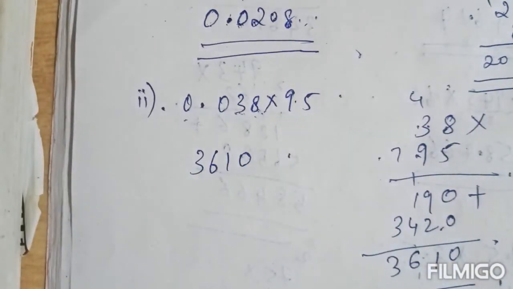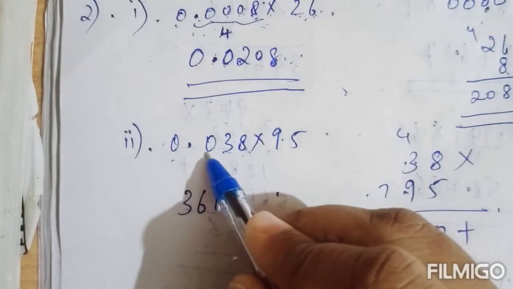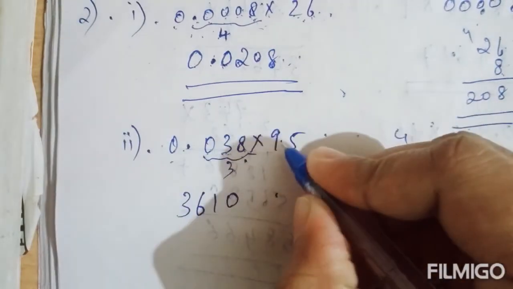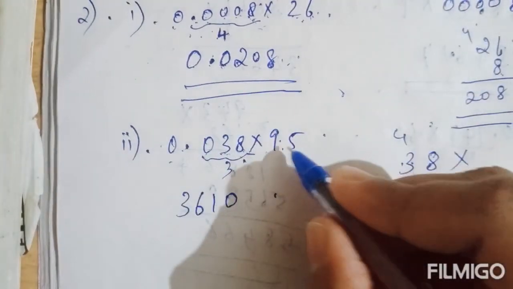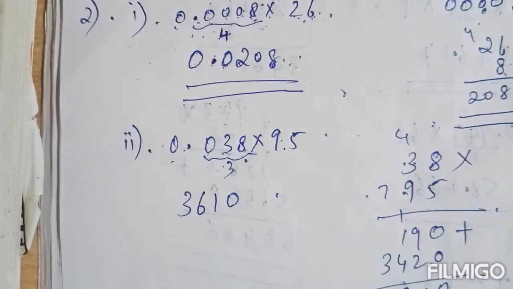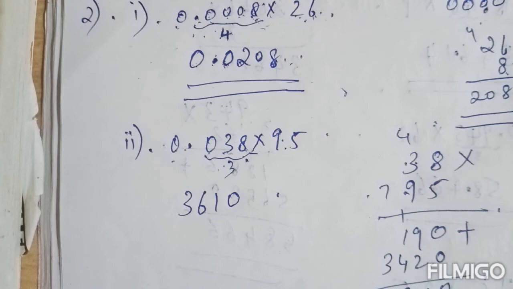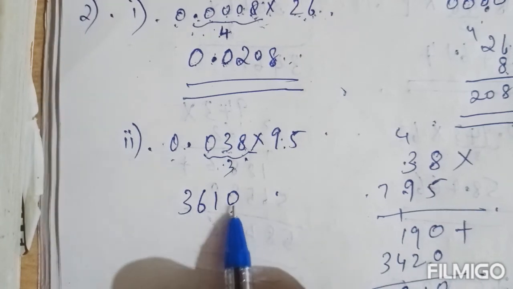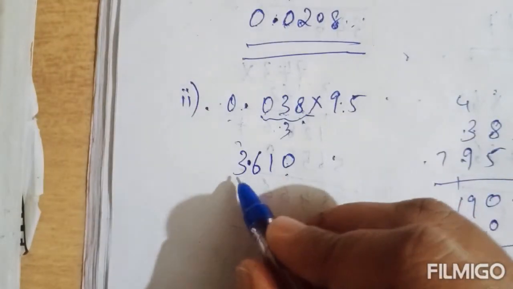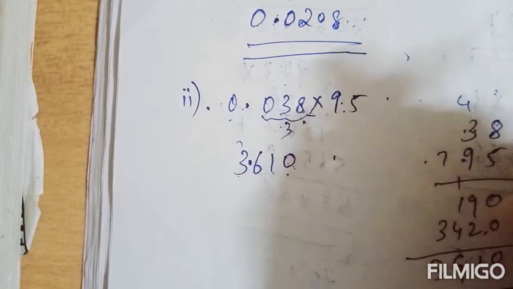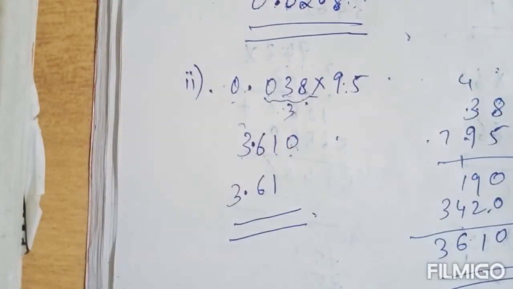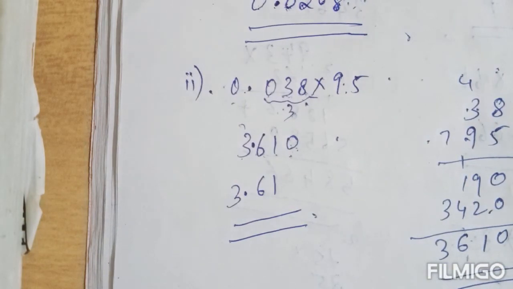3610. Okay, now here after decimal point 3 digits are there. In the second one, after decimal point no digit is coming. Okay, so in total 3 digits should come after decimal point in the answer. You can start counting from the right side. 1, 2, 3. Here will be the decimal point. The answer will be 3.610. 0 at the right end has no value. That means 3.61. This will be the answer. Okay.